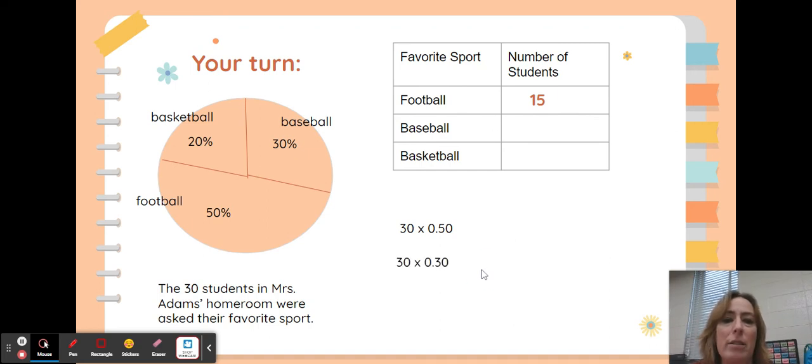Okay, baseball has 30%. So 30 times 0.30, and that should have gotten you 9. And then for basketball, we have 20%. So 30 times 0.20 should have gotten you 6. Now, notice there are 30 students. Let's see if we did this right. 15 plus 9, well, that's 24. 24 plus 6, yep, that gets me my 30 students.